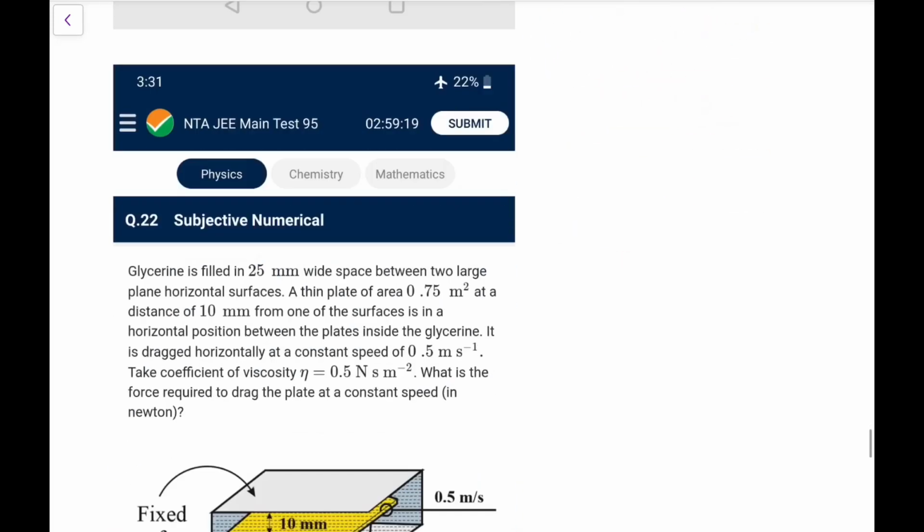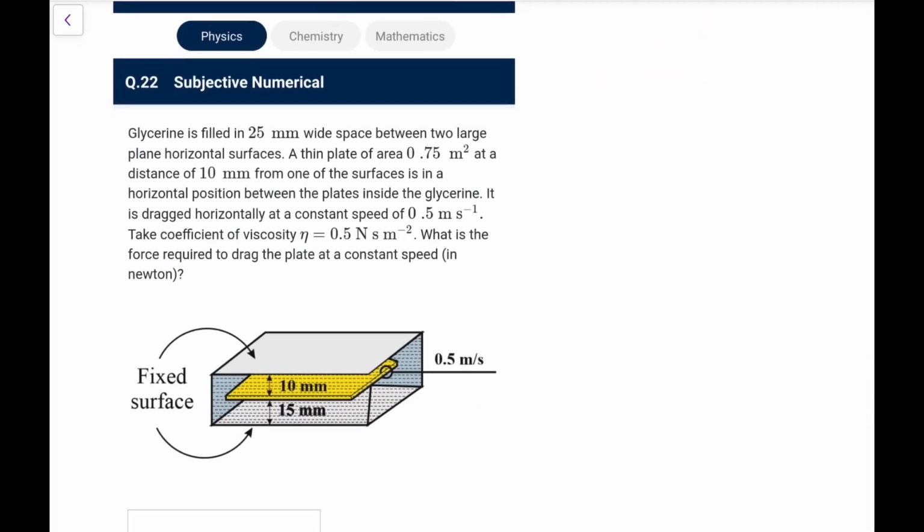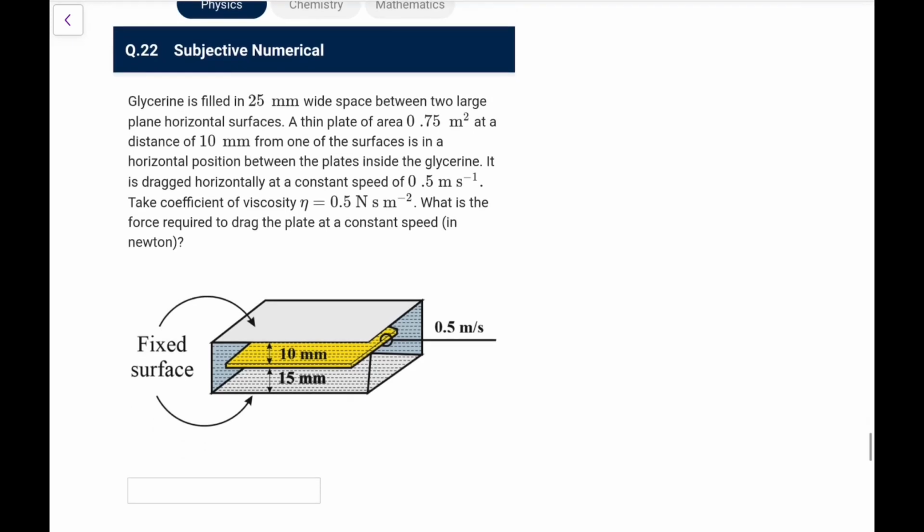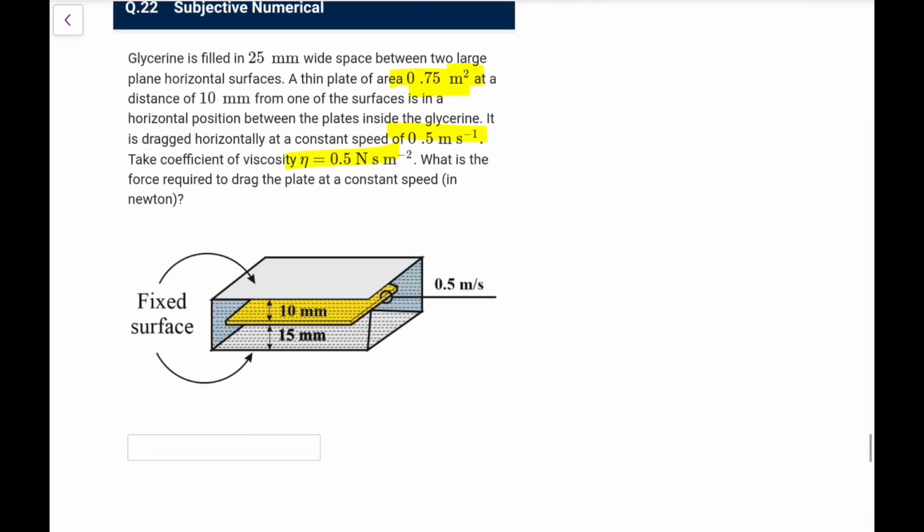Next, glycerine is filled in a 25 millimeter wide space between two large plane horizontal surfaces. A thin plate of area 0.75 meter square, at a distance of 10 mm from one of the surfaces, in a horizontal position between the plates inside the glycerine, is dragged horizontally at a constant speed of 0.5. Take the coefficient of viscosity as given. What is the force required?